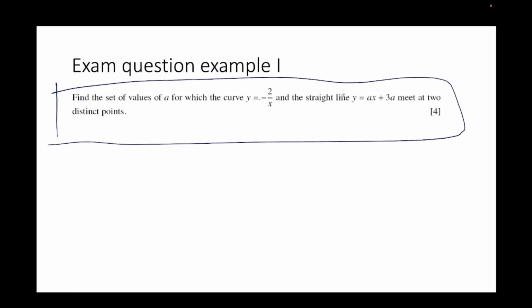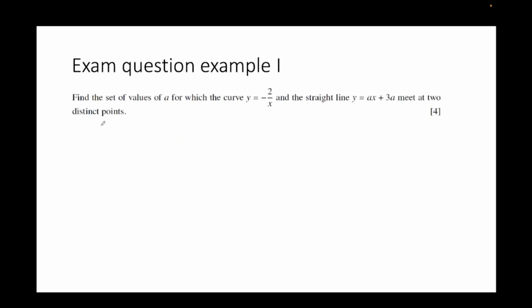When you have the curve and the straight line, they meet at two distinct points. Because they say the word meet, without needing to be told, the question is hinting that you're dealing with intersection. And if you're dealing with intersection, you make one thing equal to another. So your first step should be very obvious. You would have made this equal to the other thing.